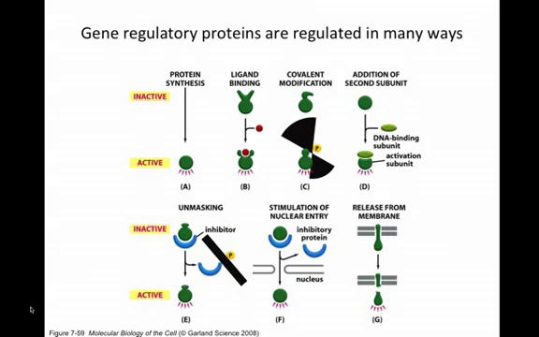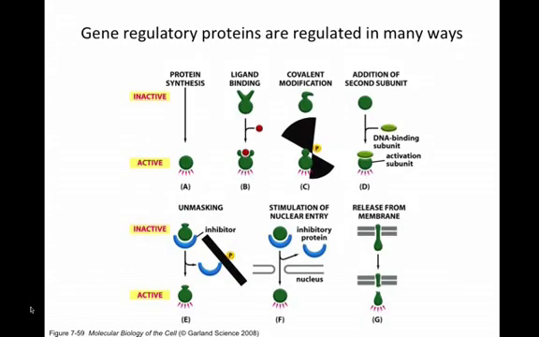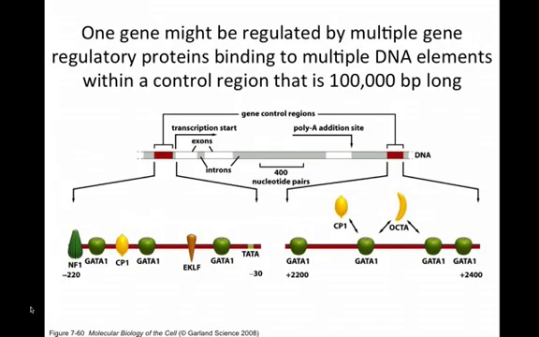Okay, here we go. So you saw this a few times. I just always want to put the fruit back up. It's a fairly complex concept, and one gene might be regulated by multiple gene regulatory proteins. I show this as a very simple thing. Multiple gene regulatory proteins are going to bind to multiple DNA elements within a control region that might be as much as 100,000 base pairs long. So we're talking about insane levels of regulation, and you'll see this as we go through some of these examples. Actually, I think I have an interferon example.